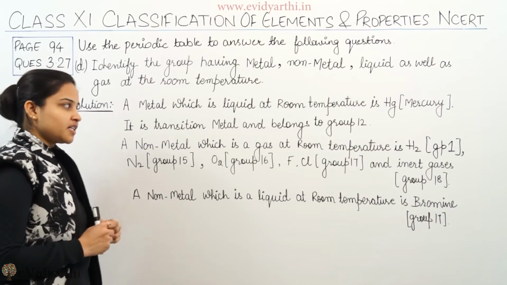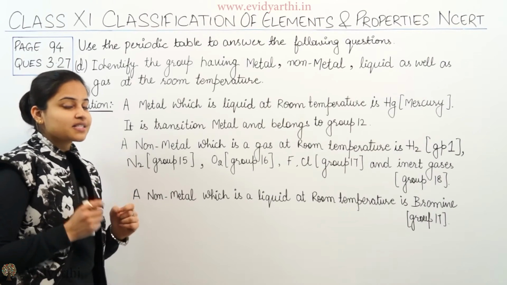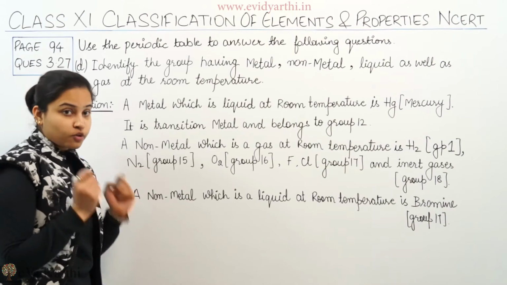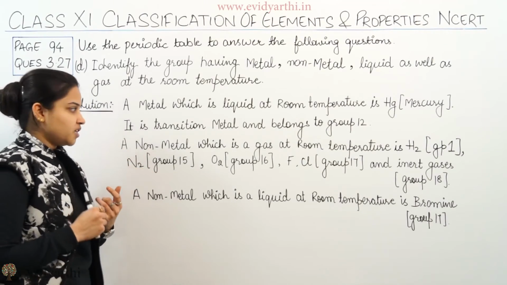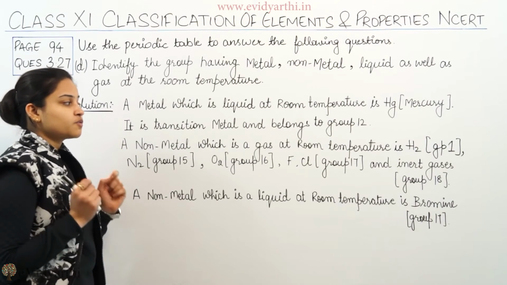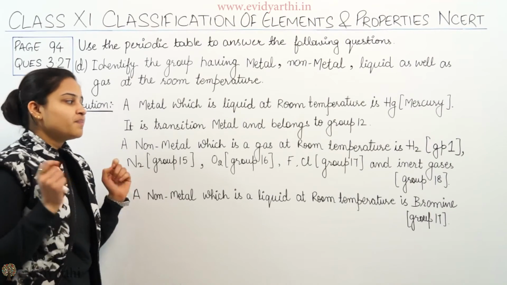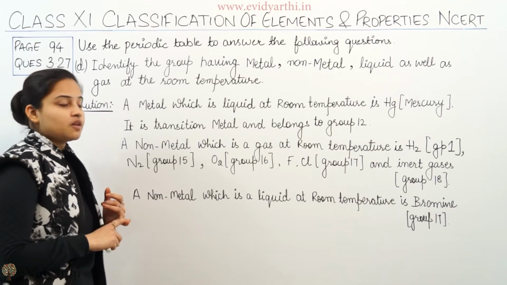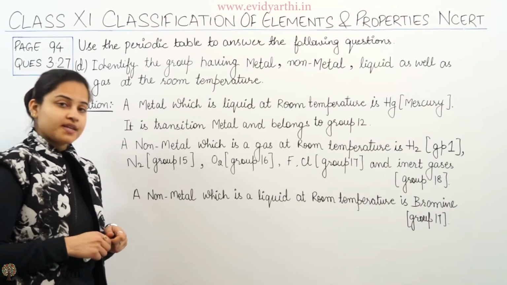Secondly, a non-metal which is a gas at room temperature. Non-metals which are gases at room temperature are hydrogen, which belongs to group 1, nitrogen belonging to group 15, oxygen belonging to group 16, fluorine and chlorine which belong to group 17, and inert gases which belong to group 18. Fine. And a non-metal which is liquid at room temperature is bromine, which belongs to group 17.